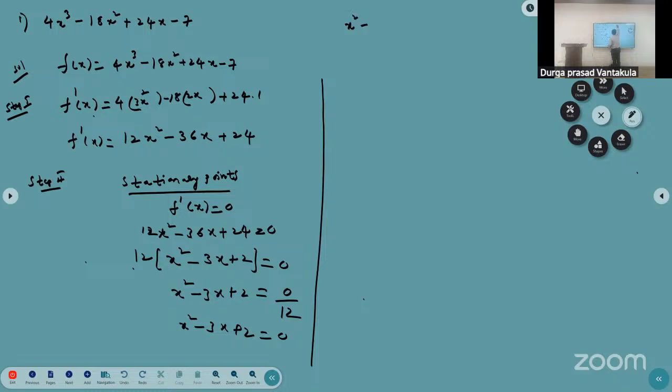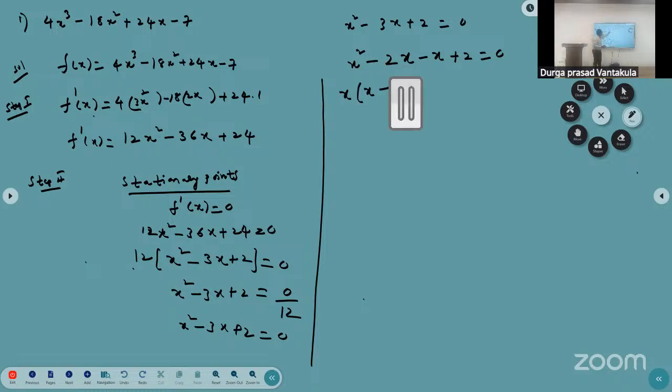Tell me. x square minus 3x can be written as minus 2x minus x. I'm finding the factors. Now from the first two take x common. What you will get? x minus 2. From the first two, x common. From the last one, minus 1 common. Minus 1 common. What you will get?